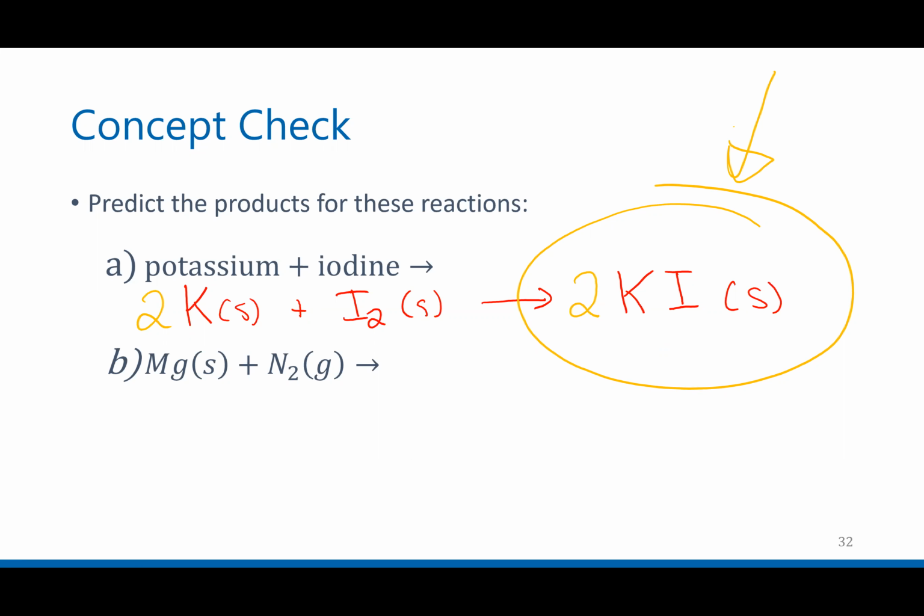You didn't have to balance it. You just wanted to type the product in. I would require sulfur solid for full marks. But if you didn't put in the phase, you'd only lose maybe half of a mark or even less than that, maybe a quarter of a mark. So I do need this.